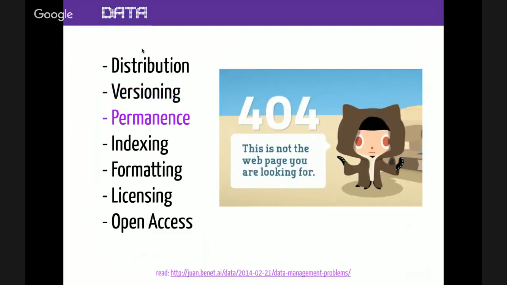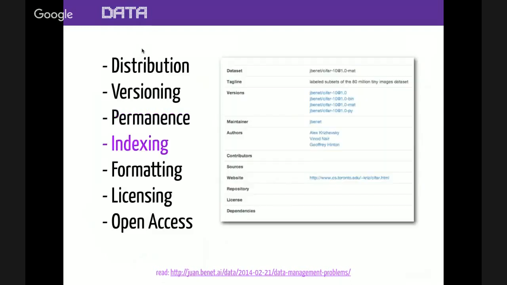So there's this whole notion of permanence that is kind of broken with how people are using data on the internet. They don't ensure that the data stays there over long periods of time. And I'll go a bit more into why this happens.